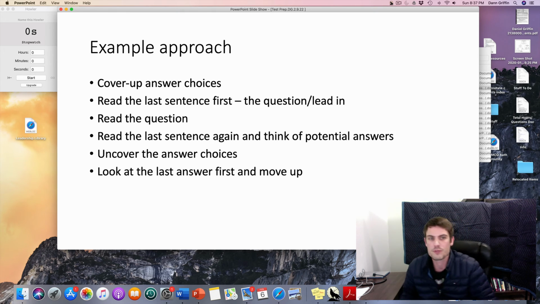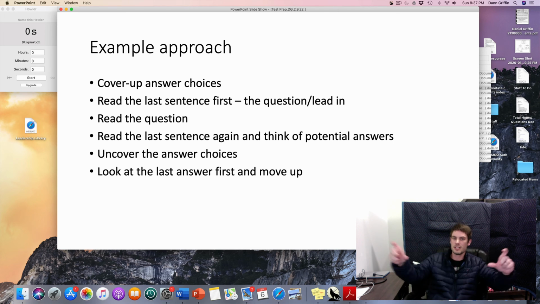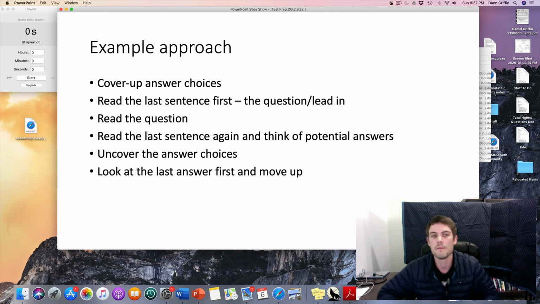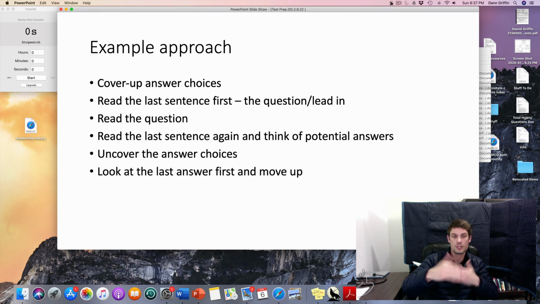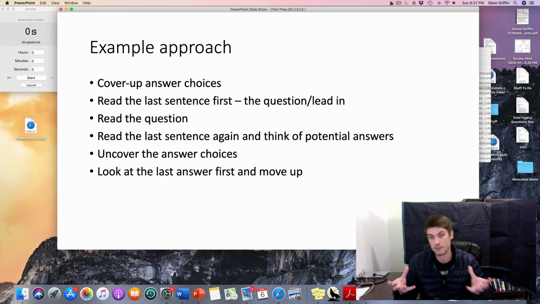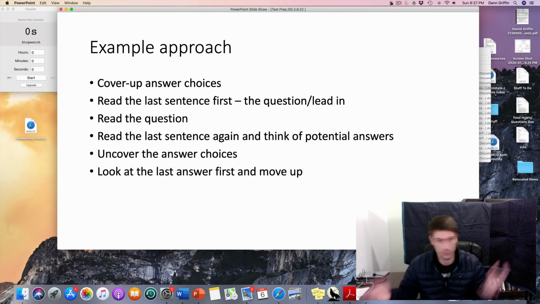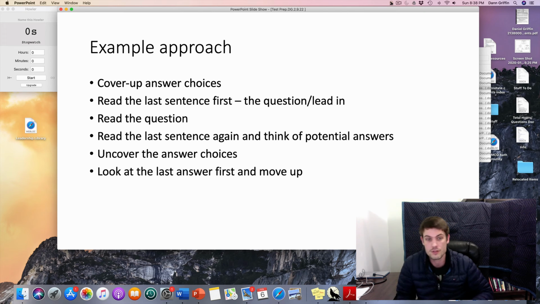An example approach might be to cover up the answer choices, read the stem or the lead-in. Then you're going to read the question itself, which is the body of the paragraph. Then you're going to read the last sentence. Think of your potential answers, like, I think the answer is going to be thoracentesis. Then you're going to uncover the answers. Then you're going to start at the bottom and work your way up, looking for confirmation of the thing that you just thought of. This was not the approach that I used.